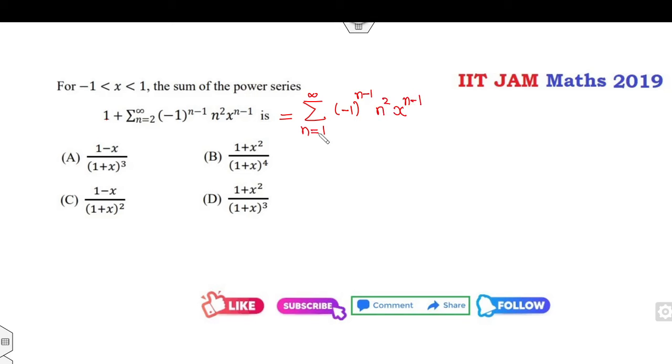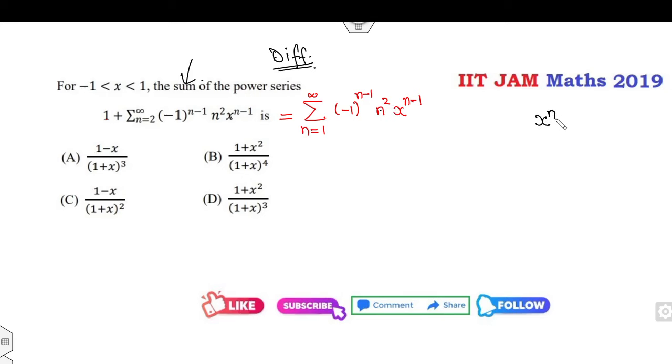Because if I start from 1, what will happen? X raised to power 0 is 1, this is 1, that's a similar quantity. Fine. Now, whenever your target is to find the sum of the series, try to think about the case of differentiation always. Fine. It means this is my n square and this is my n minus 1.